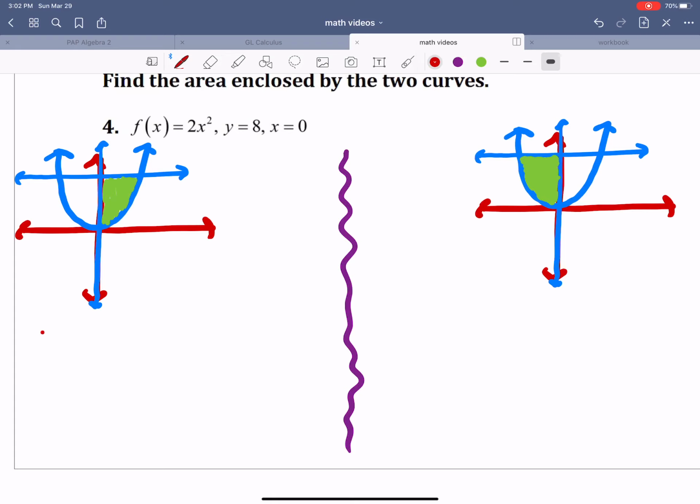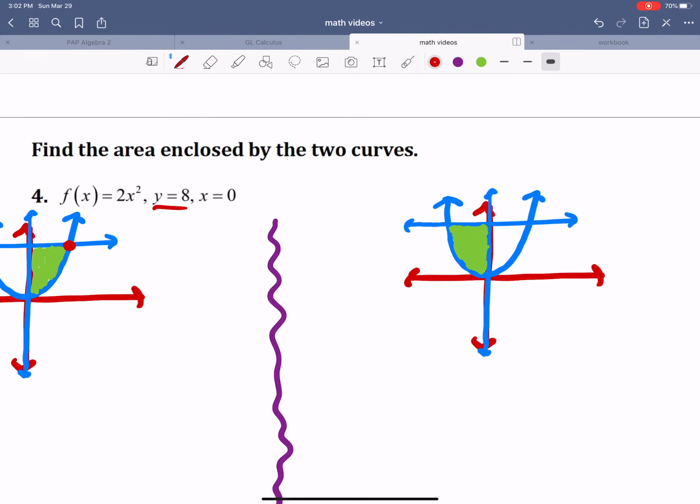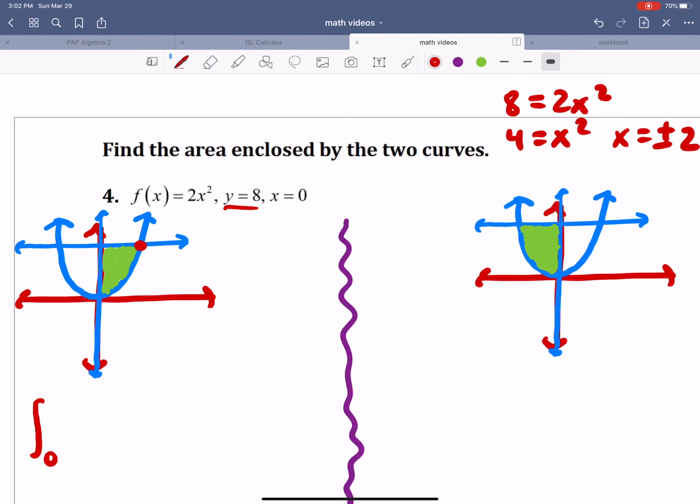We've got the integral. Lower bound starts at 0. And then we got to figure out, what is this point up here? Okay, well, I know that the y value is 8 at that point. So I've got to figure out, when y equals 8, what does x equal? So I'm going to write myself a little equation. 8 equals 2x squared. That's what I want to figure out, is where does 8 equal 2x squared? So divide both sides by 2, you get 4 equals x squared, and then you see pretty clearly that x equals plus or minus 2. So the coordinate of this point here is going to be 2, 8. Okay, so my upper bound is 2.